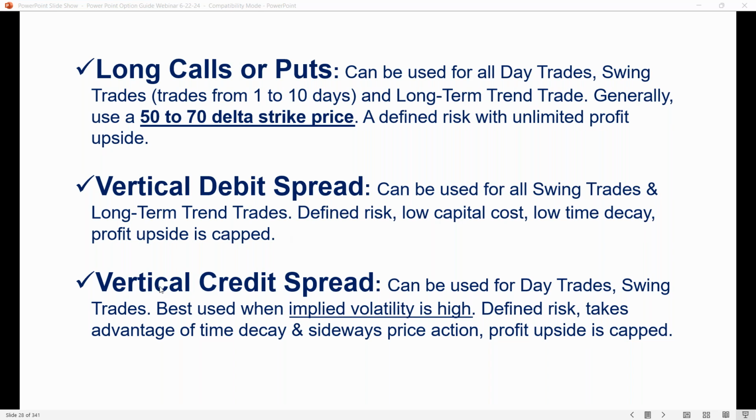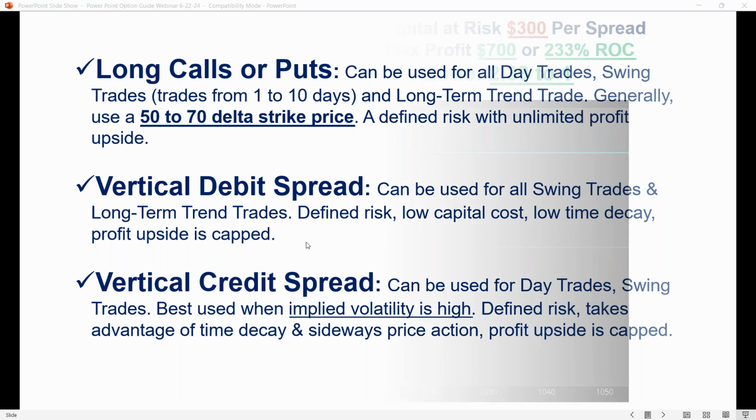And then we have what we call the vertical credit spread. This can be used for day trades and swing trades. It's best used when your implied volatility is higher. As implied volatility goes up, the premium of your options goes up, so you get more premium. When we do it as a credit spread, it's also defined risk, and it takes advantage of time decay and sideways price action for its profit. The profit is capped based on just the premium you bring in.